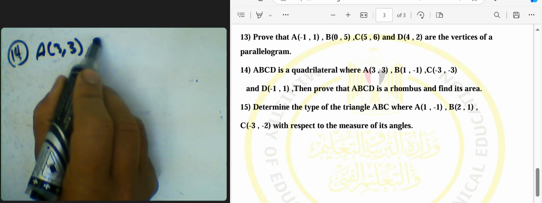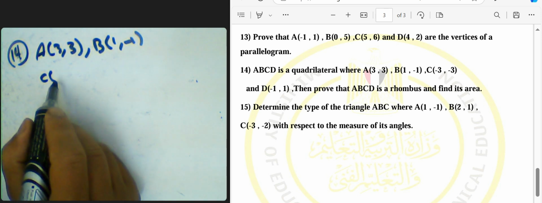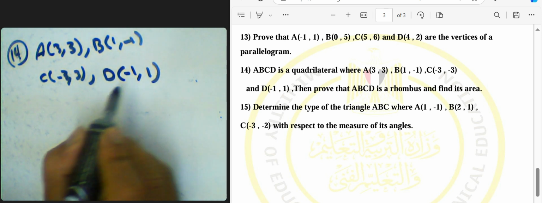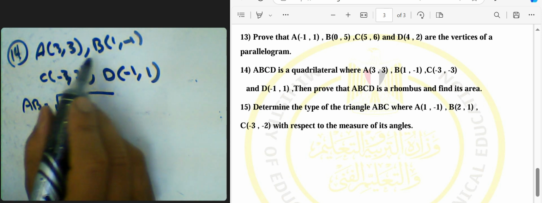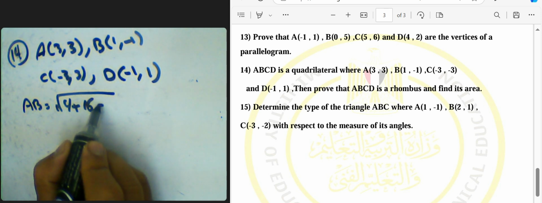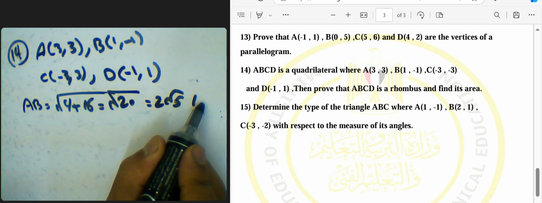We have the points: A (3, 3), B (1, -1), C (-3, 3), and D (1, -1, 1). First step, we can find the length of AB using the distance rule: (3 minus 1) power 2 is 4, and (3 minus minus 1) is 4, 4 power 2 equals 16. The result will be square root of 20, which is 2 root 5 length units.